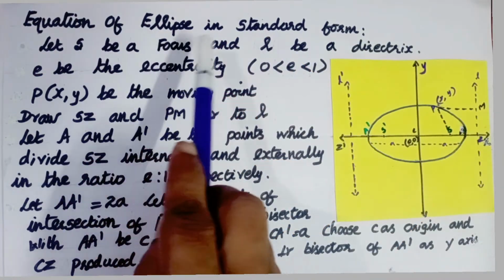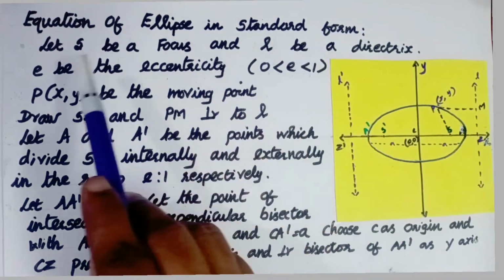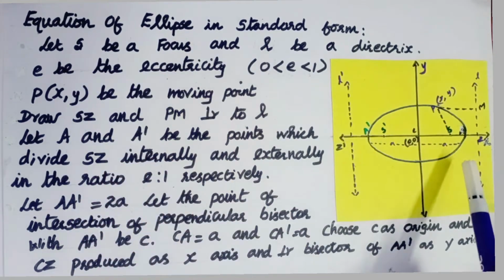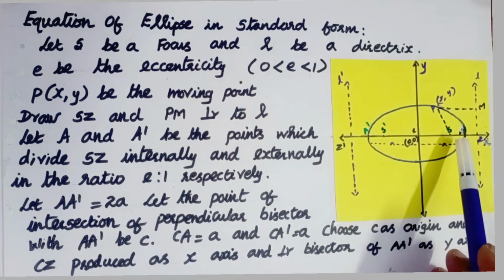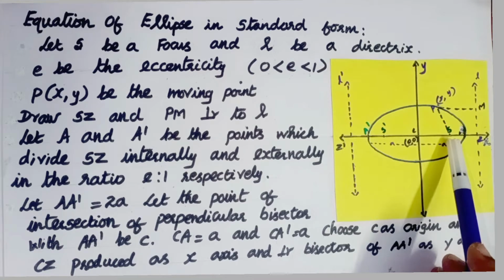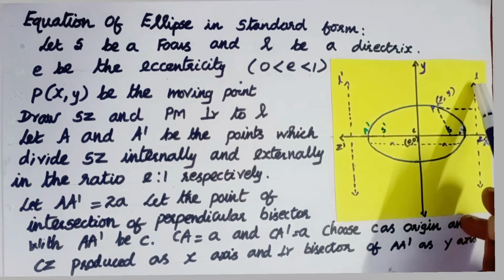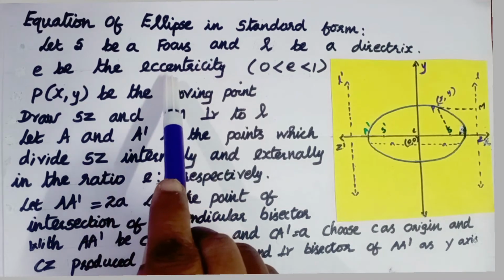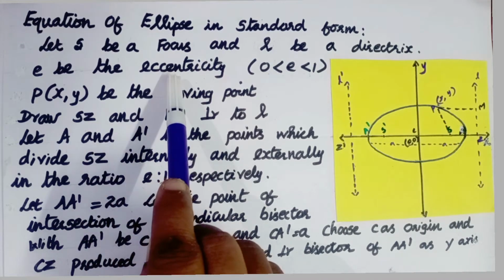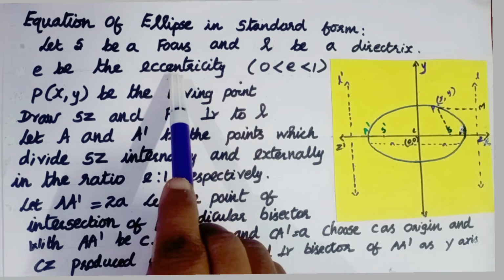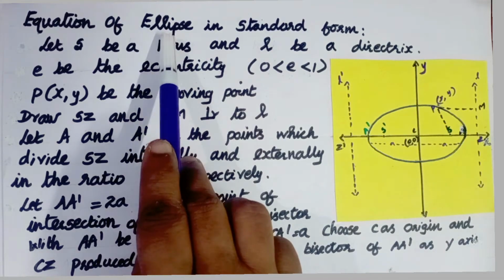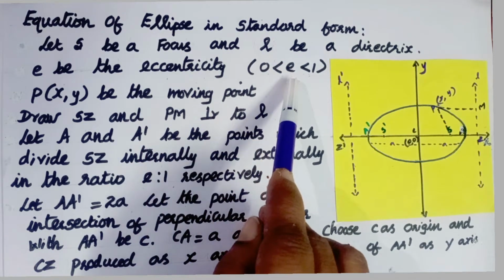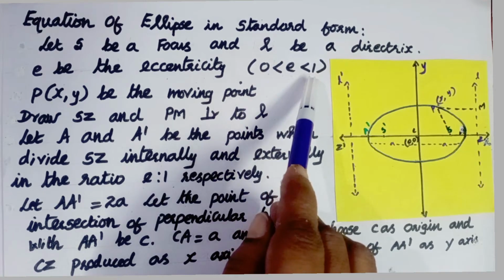Equation of ellipse in standard form. Let S be the focus. So here, see the diagram. Here S be the fixed point, that is focus, and L be the directrix, and E be the eccentricity. That is, eccentricity means constant. This constant is always lesser than 1 for ellipse. So the E lies between 0 to 1.